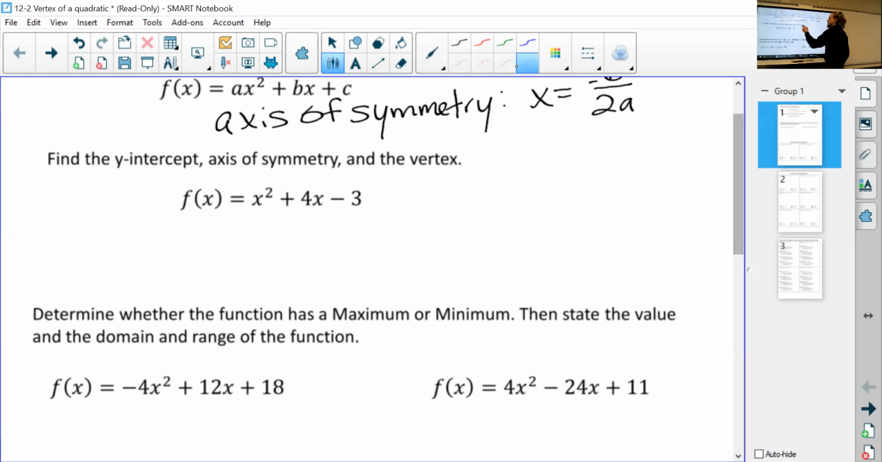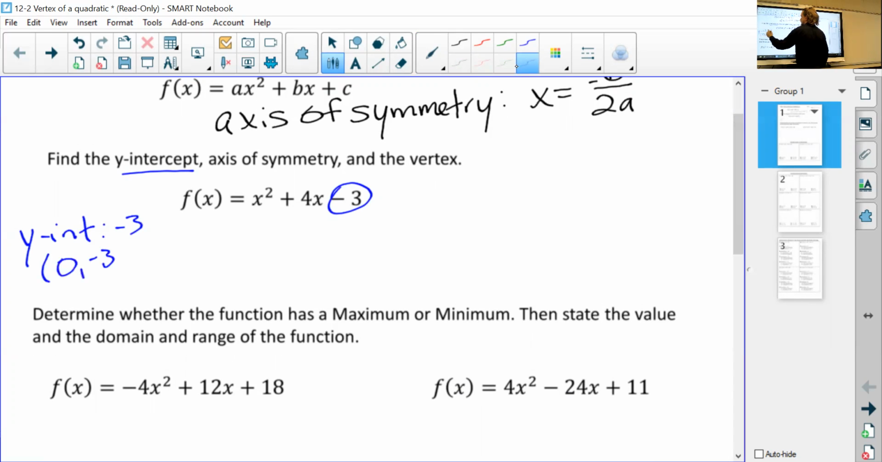So easy one first, the y-intercept. We know the y-intercept is always just this c at the end. So our y-intercept is -3, or we could say that's (0, -3), depending on how they ask for it.